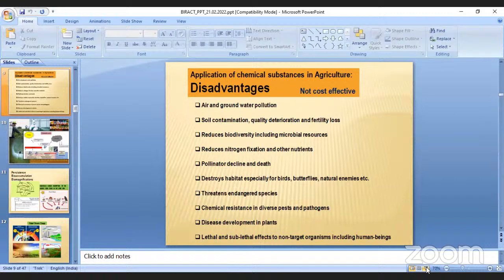So these pesticides or chemicals play an important role in reducing nitrogen fixation in their long-term applications. Then pollinator decline and death, killing birds, butterflies, and natural enemies, and threatening endangered species. Then one of the most important problems is chemical resistance in pests and pathogens. While working in the ecosystem, we come to know of a situation where the diseases or pests which were not severe two decades ago are now becoming severe in recent decades.